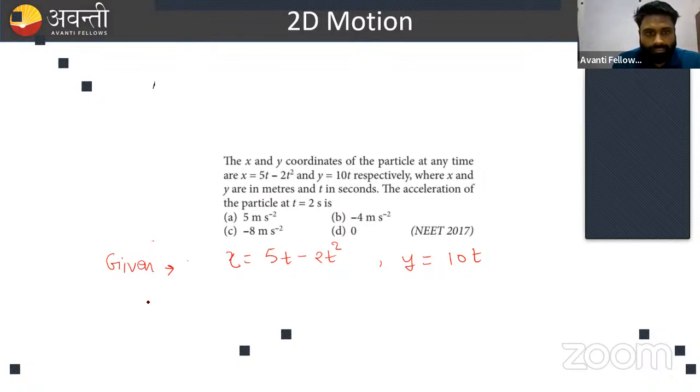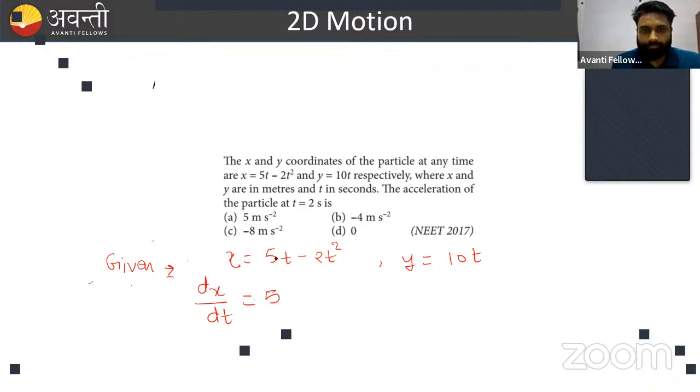Firstly, we just differentiate this x with respect to time, dx by dt. dx by dt is the velocity in the x direction. So this would be 5. Differentiating t with respect to t, we get 1, minus 2 times the differentiation of t square. It is 2t.